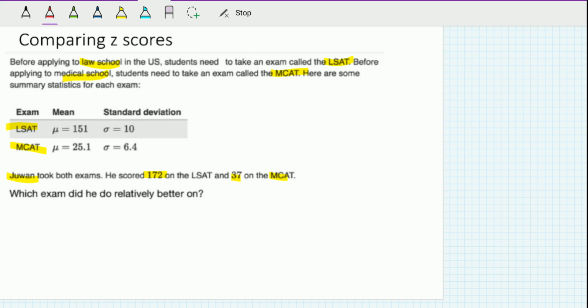z-scores that you can calculate because it's two different tests. And then it says which exam did he do relatively better on. Okay, so what we're doing here is we're going to get two different z-scores, one for the LSAT and then one for the MCAT. And then we're just going to compare these two numbers and say which one did he relatively do better on, because it's further away from the mean, but obviously it has to be a positive, right? Because that means he did better than the mean.